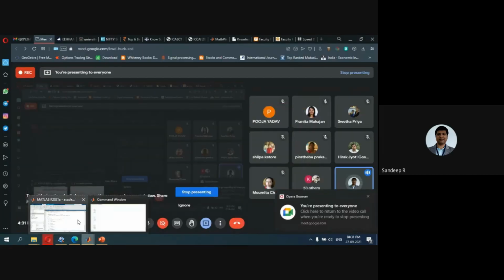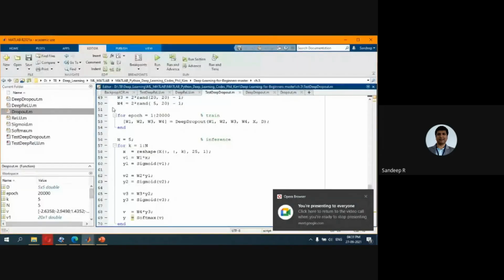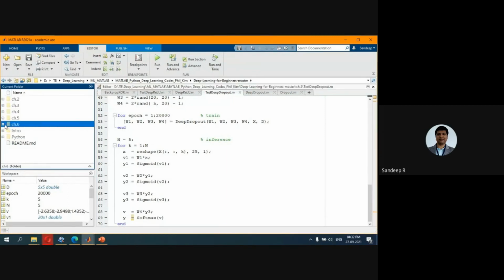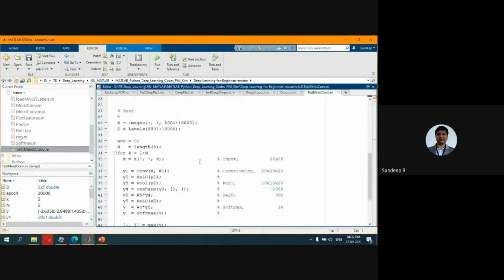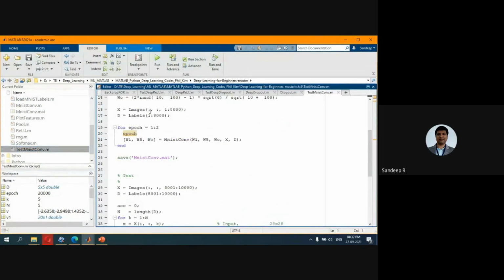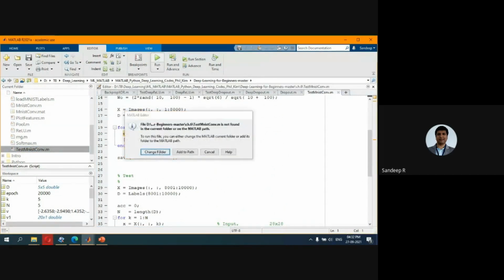So let me run it. It will take some time, but till then we can take some questions. Just a minute, I'll run that and I'll get back. So chapter 6 and yeah, so we are trying to run this. Let me make the epoch as 2. Okay, so epoch as 2 is there, and then see what's the performance accuracy.